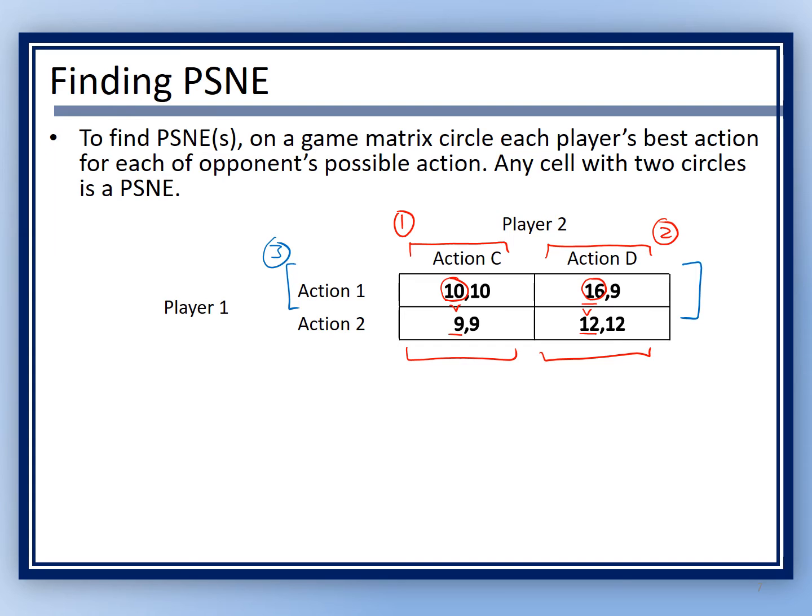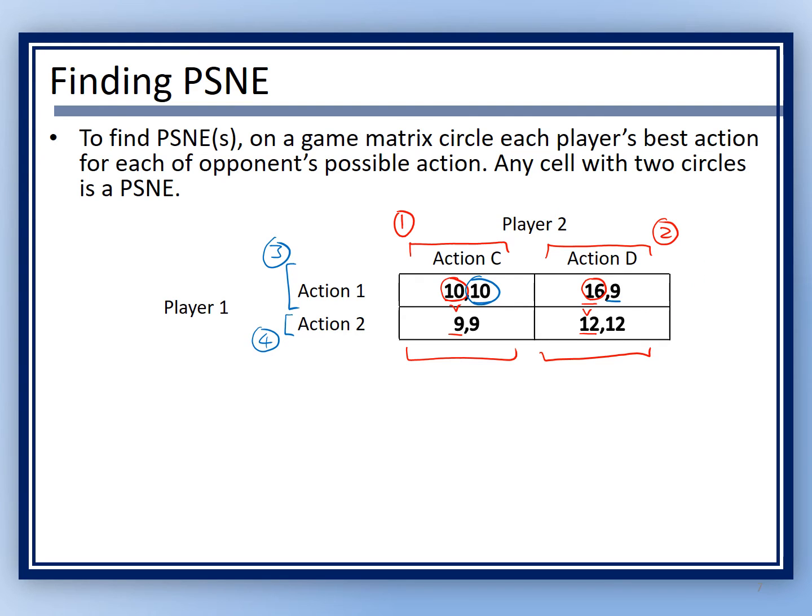Player 2 can choose between action C and action D. Action C would give her 10 in payoff. Action D would give her 9 in payoff. Since 10 is bigger than 9, she is going to choose action C. Now, let's circle that.